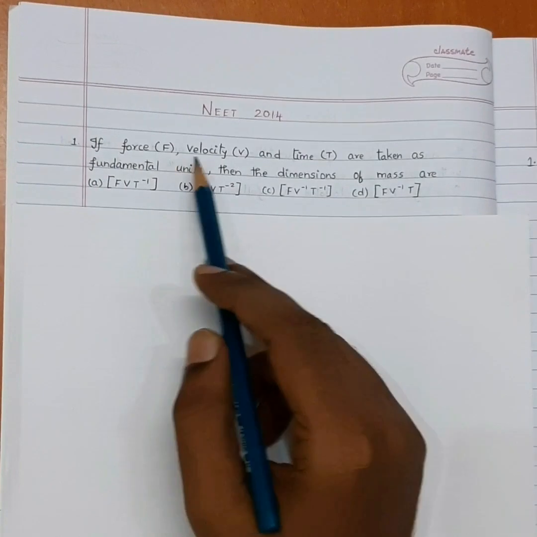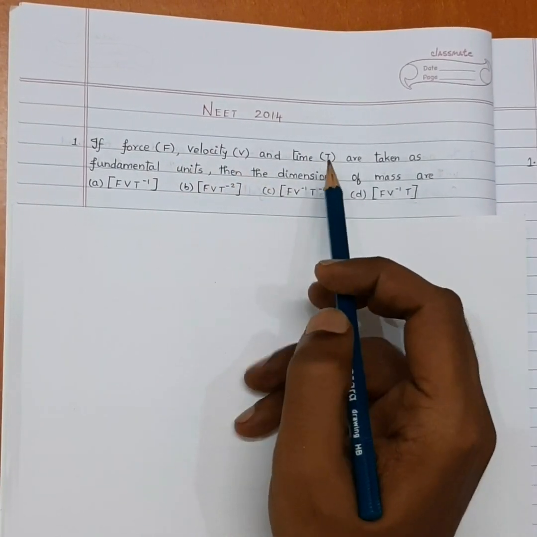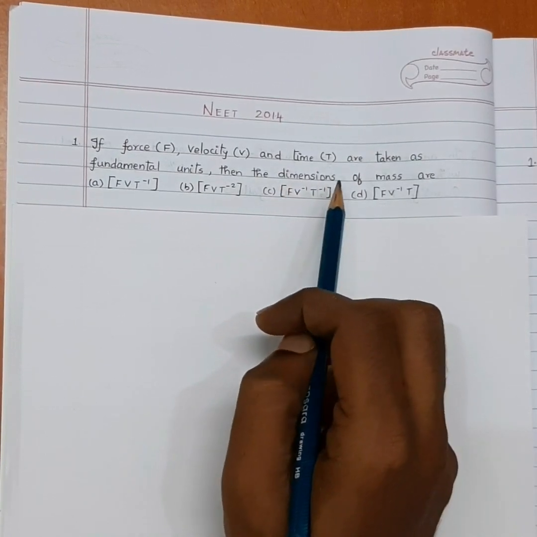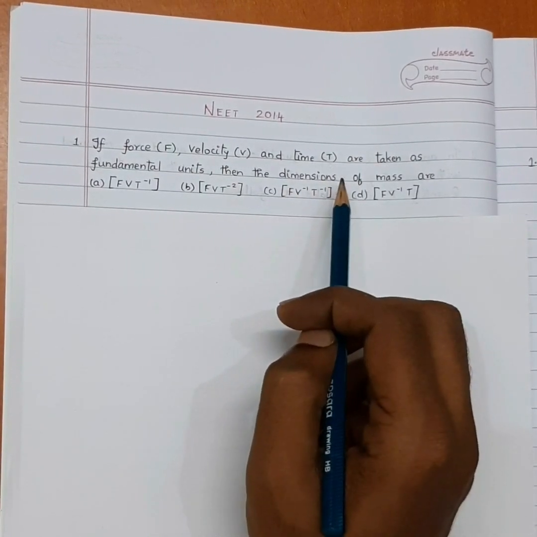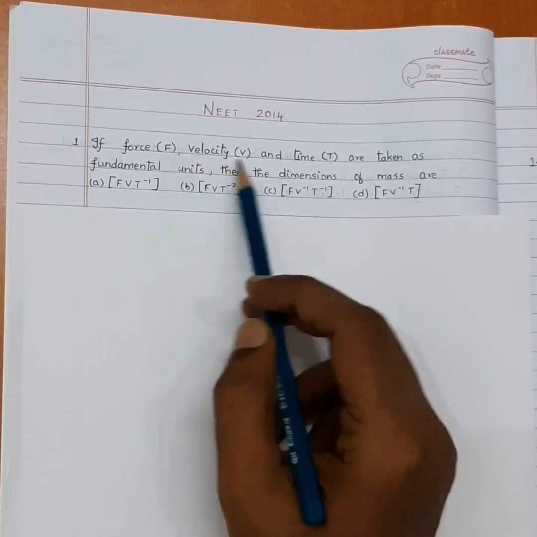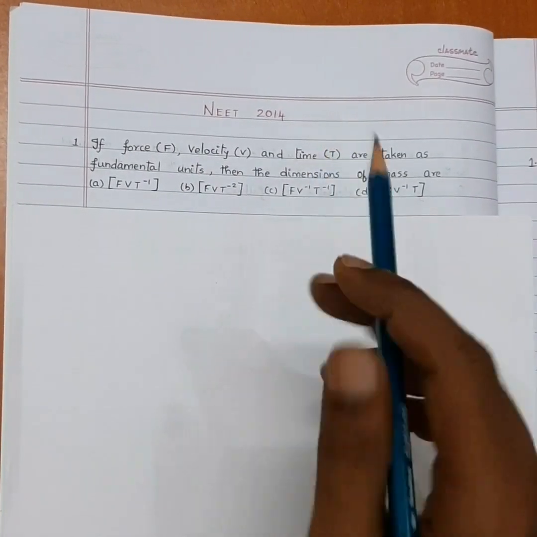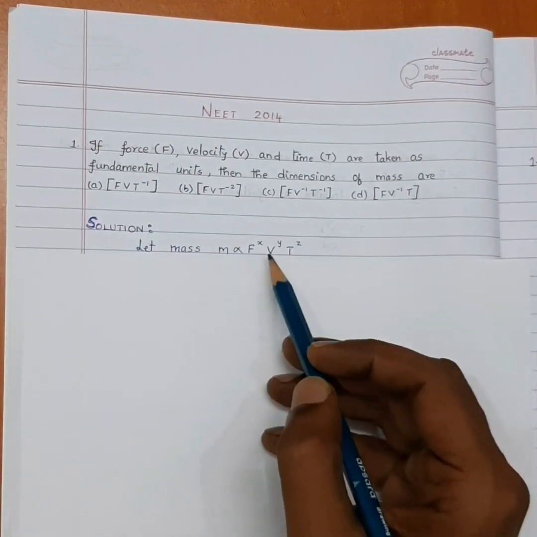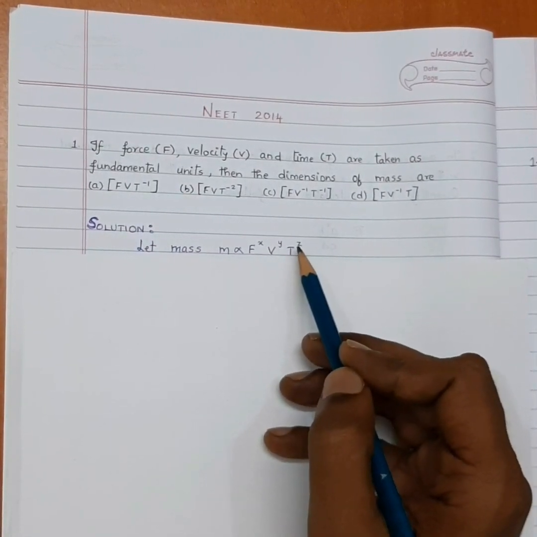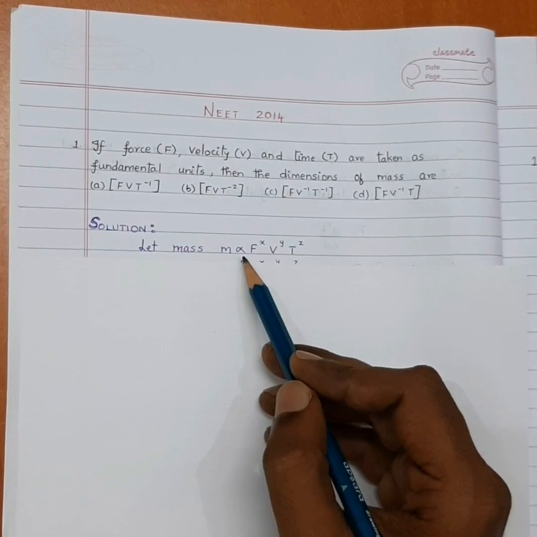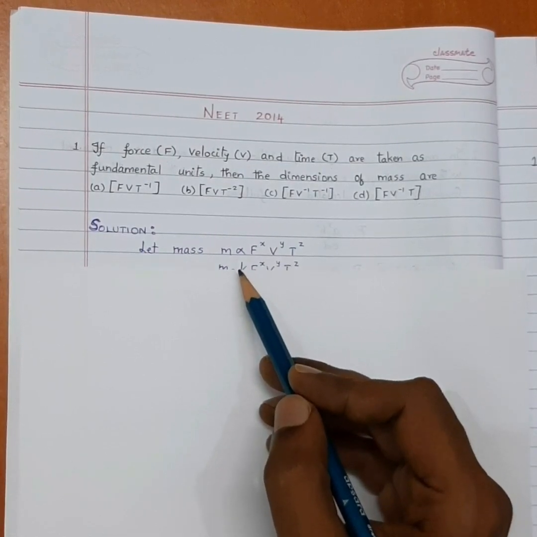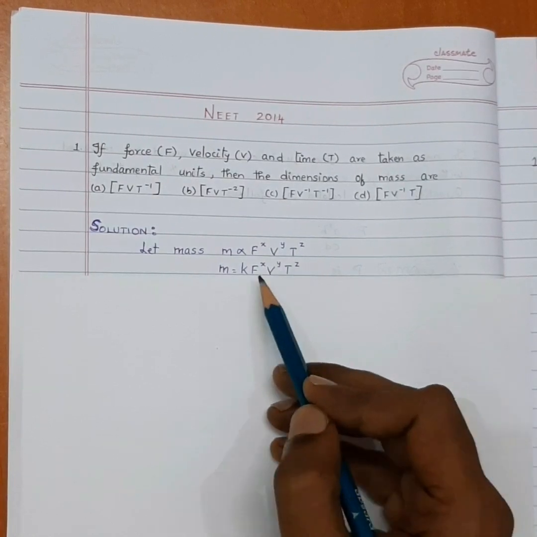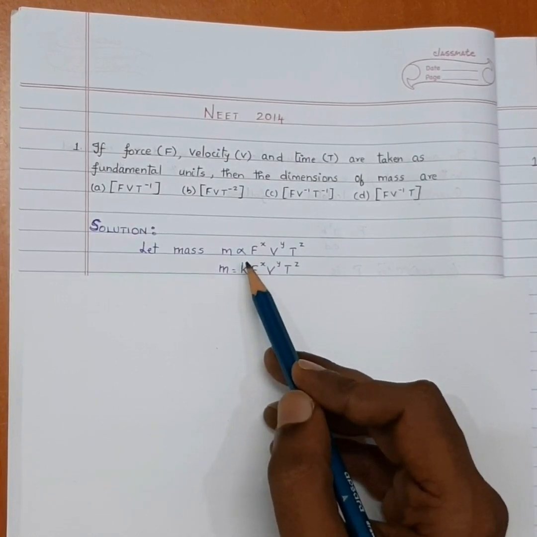If force F, velocity V and time T are taken as fundamental units, then the dimensions of mass are. So here in this question we have to express mass in terms of F, V and T. So let's approach this sum in this way. We'll assume that mass is directly proportional to F power x, V power y and T power z. To remove this proportionality symbol, I'm going to add a proportionality constant. So m is equal to k into F power x, V power y and T power z, where k is nothing but a dimensionless number.